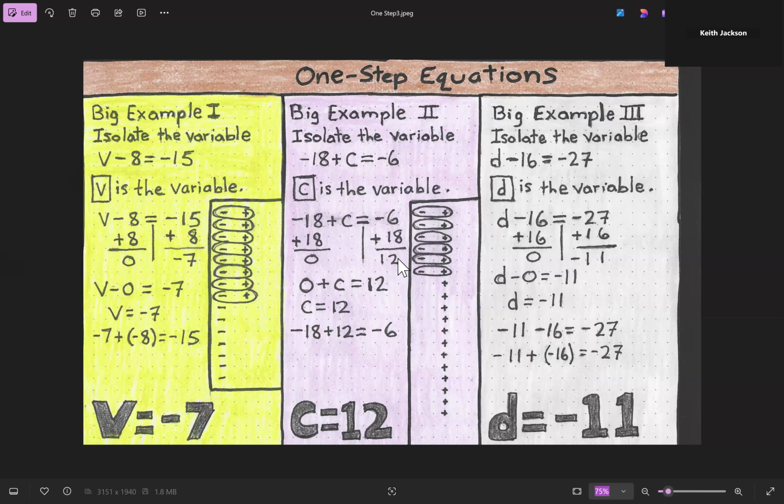You have been given some important information. I wouldn't blame you if you need to pause the video to take a look at these three big examples, or replay this video as many times as you need to gain a deeper understanding of one-step equations.